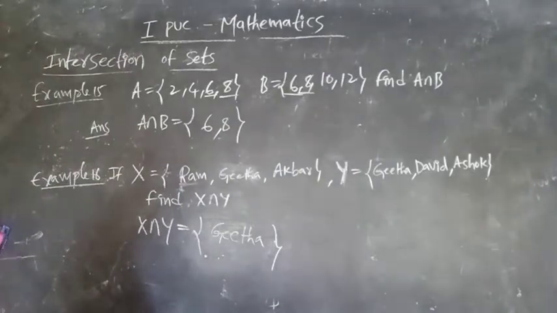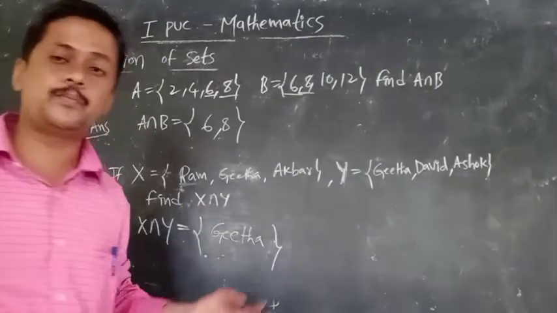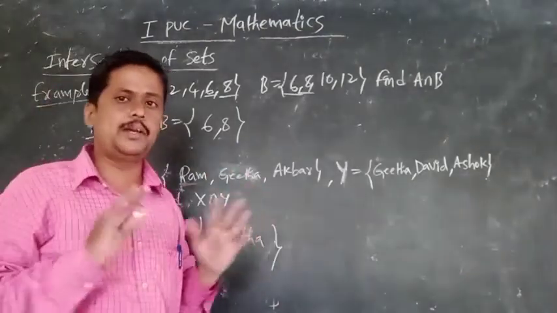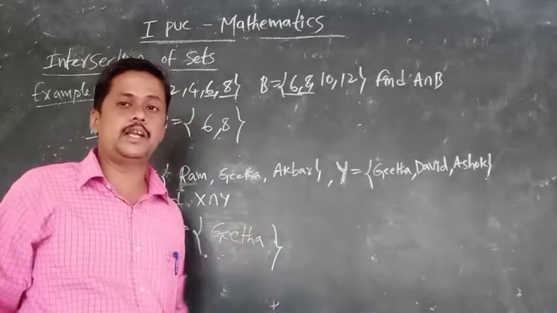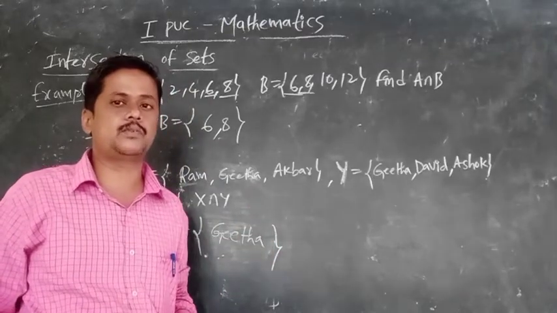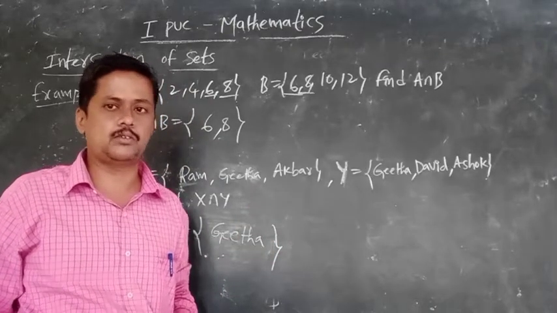So what is the meaning of intersection? Intersection means the common element must be in both. Understood? Common elements. So therefore we can write like this. This is the answer for x intersection y.